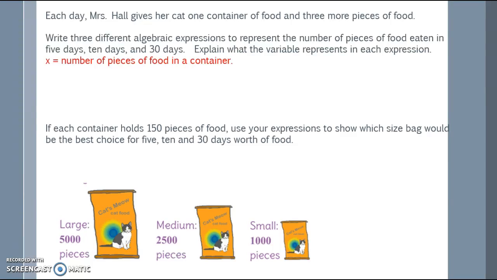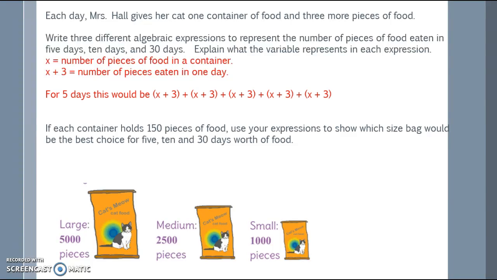So let's let x be the number of pieces of food in a particular container, because we're not quite sure how much is in a container, but we do know that they give one container of food and three more individual pieces. So therefore, in one day, if she eats one container of food and three pieces, we can let x plus 3 represent the number of pieces eaten in one day.